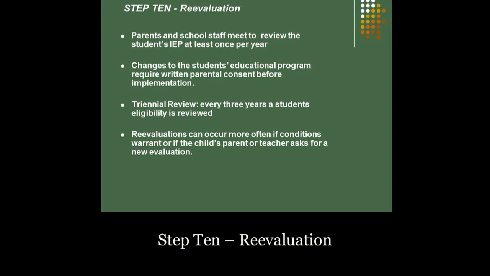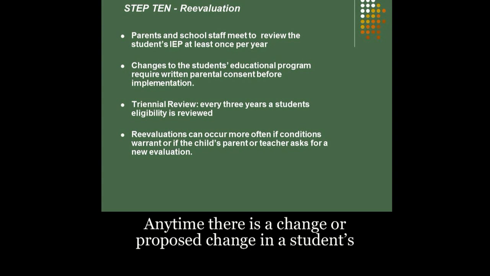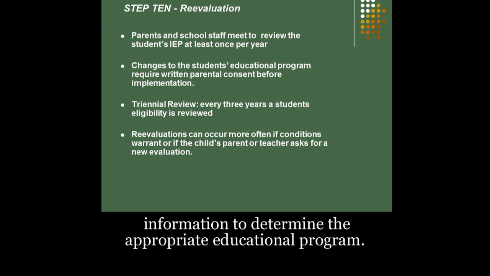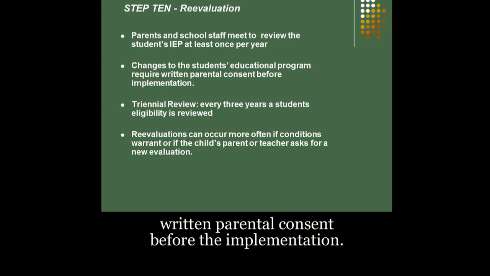Step 10. Reevaluation. At least once a year, parents and school staff meet to review the student's IEP. Anytime there is a change or proposed change in a student's educational program, parents and school staff will gather more information to determine the appropriate educational program. Any changes to the student's educational program require written parental consent before the implementation.